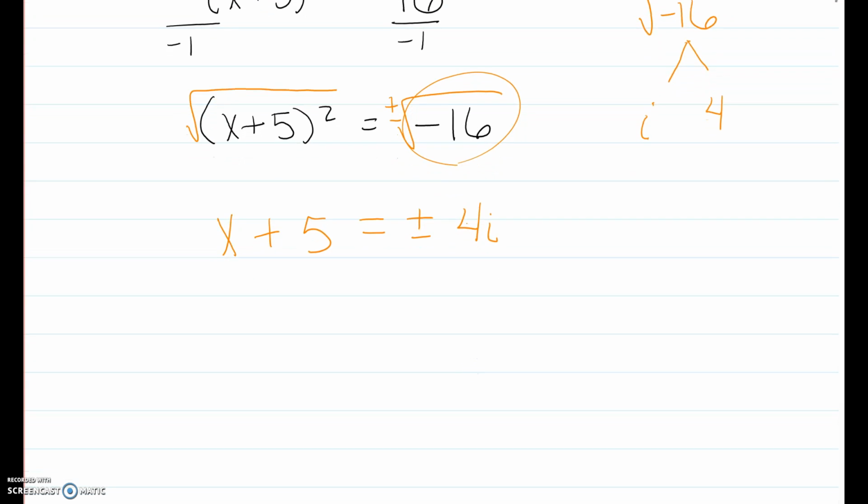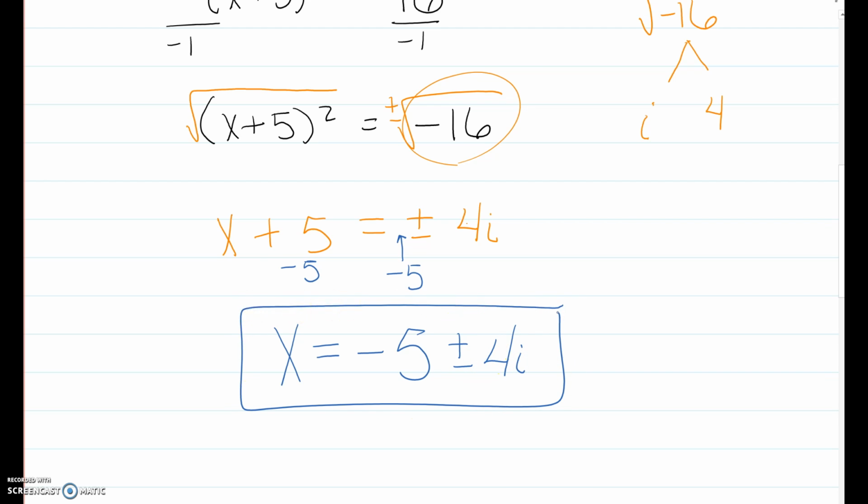No. We definitely need to get rid of the plus 5. We will subtract 5. When we subtract 5 on the right side, you simply want to put it in front of the plus minus. So x equals negative 5 plus or minus 4i. The 4 is being multiplied by the i. It's attached to that i, so you cannot add the negative 5 and the 4.